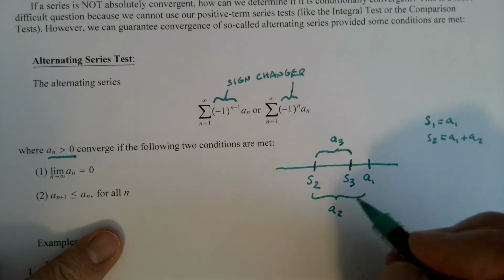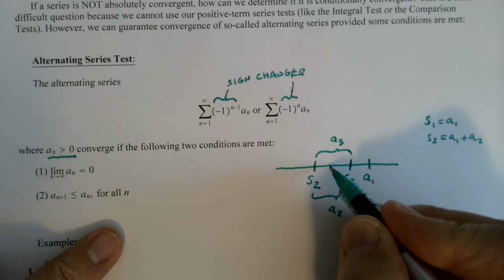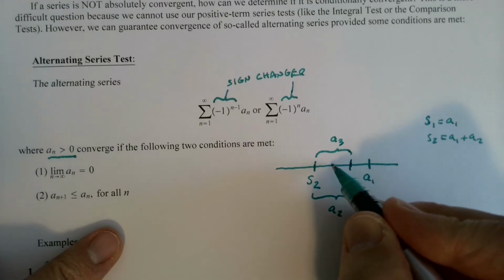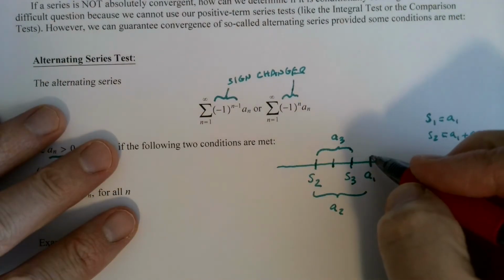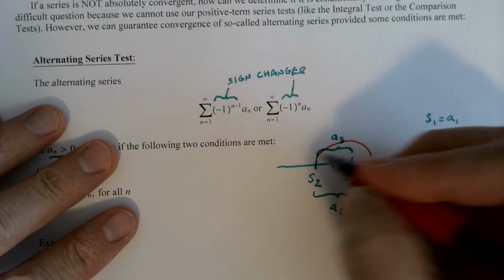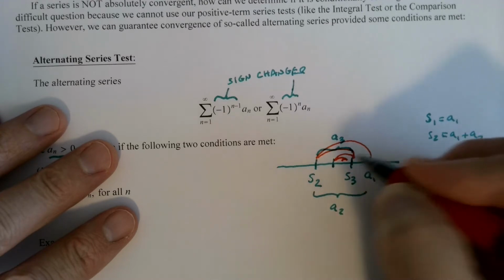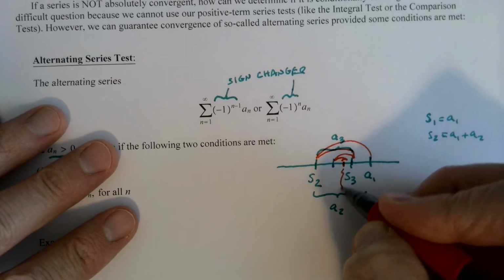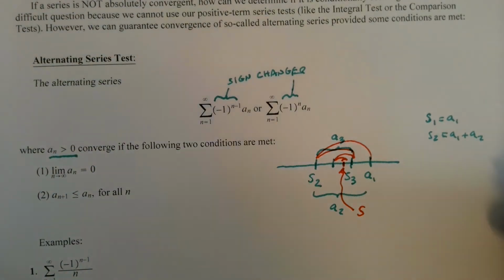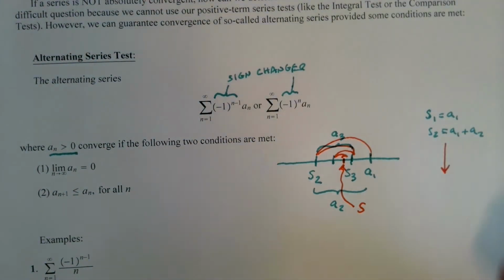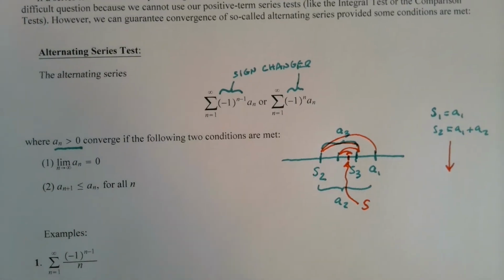Well, now I'm going to add a sub 4, but a sub 4, because of the sign changer, is going to be negative, right? And we're going to come back, but a sub 4 is less than a sub 3, so I'm not going to come back quite as far. And you see what's happening as we proceed? We're kind of bouncing back and forth, s sub 1, s sub 2, s sub 3, s sub 4, and we keep bouncing back and forth around some value here. We're approaching, getting closer and closer to it, and that's the sum of the series. So the sequence of partial sums is approaching a limit, a finite number, and that limit will be the sum under these conditions. That's sort of the idea behind the alternating series test.